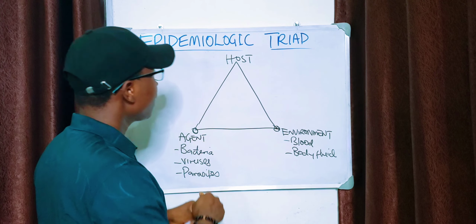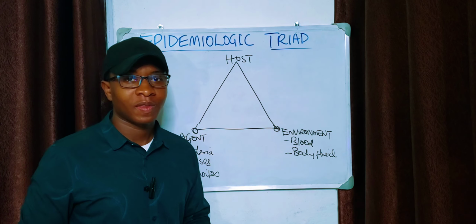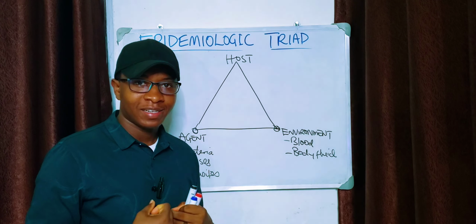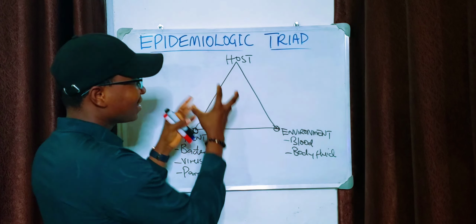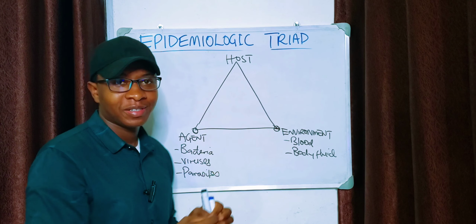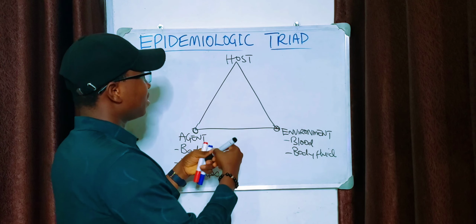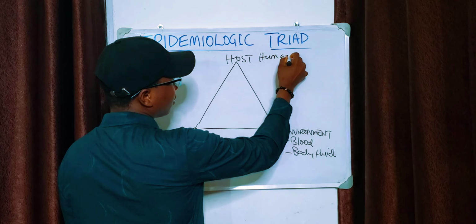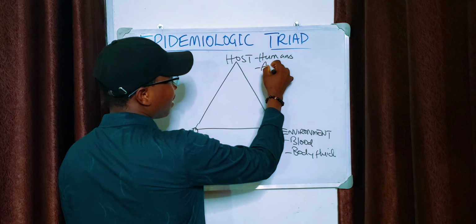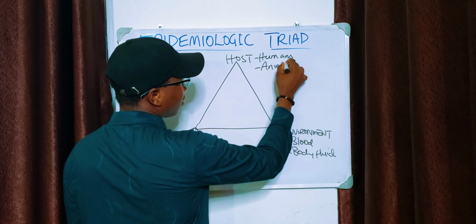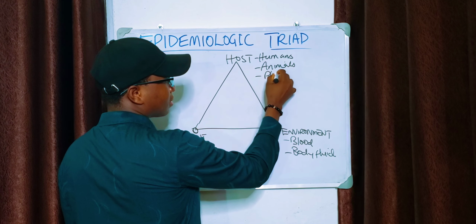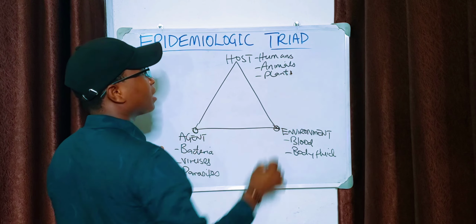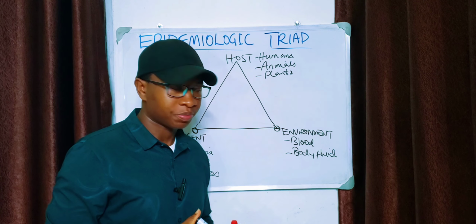Okay. Now, let's look at the host. The host is actually the carrier or the part that harbors the agent. Now, the host can be humans, it can be animals, and in some cases, plants. But we don't really talk about plants in epidemiology.